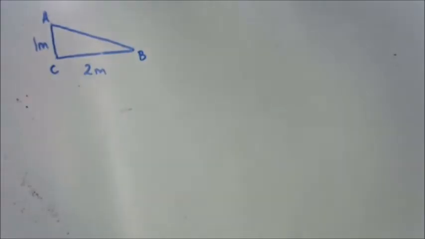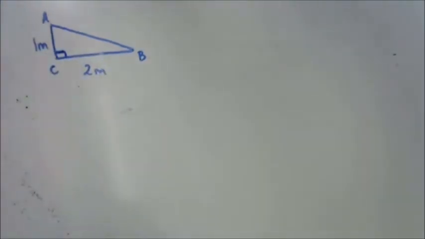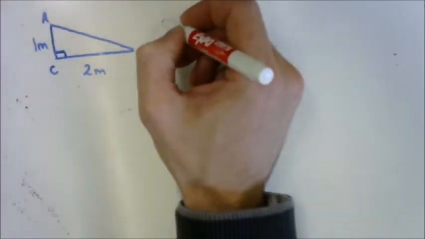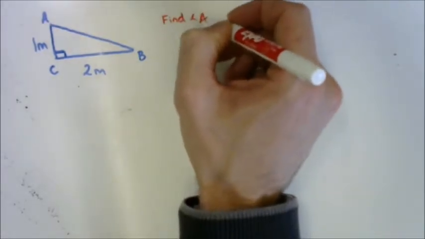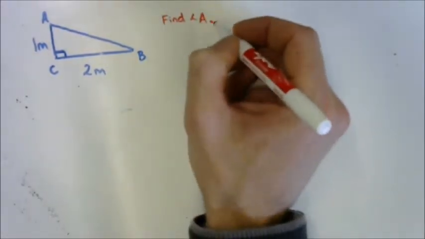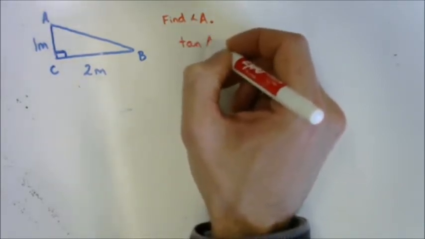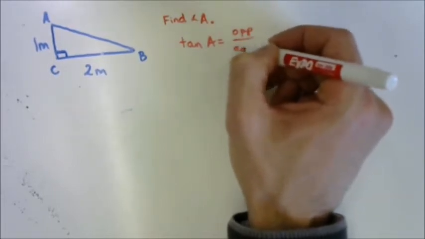And do we already know the measure of angle C? Right angle. It's a right angle. It's 90 degrees. So step 1, always sketch and label a diagram of the ramp. We can also identify that when we're talking about angle A, so let's find angle A first. I'm going to find the measure of angle A by using the tangent ratio. So the tangent of A is opposite over adjacent.